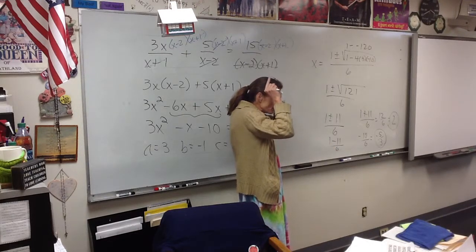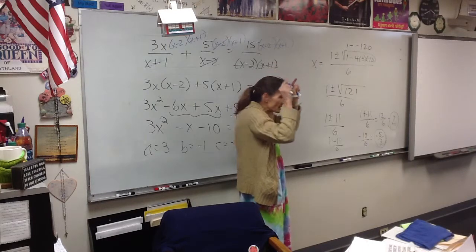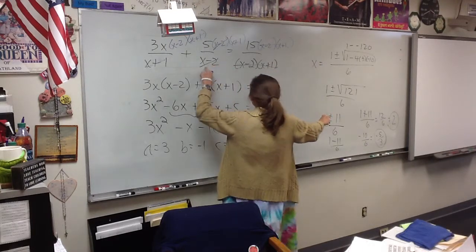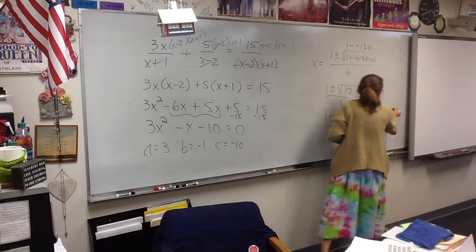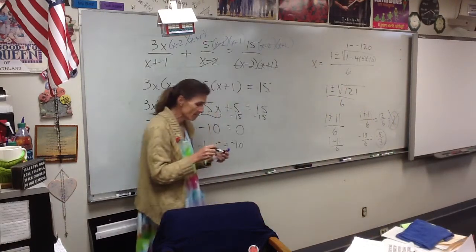Beep, beep, beep. My little extraneous root radar. Because what about 2? It gives you 0. So the only answer to the problem is negative 5/3.